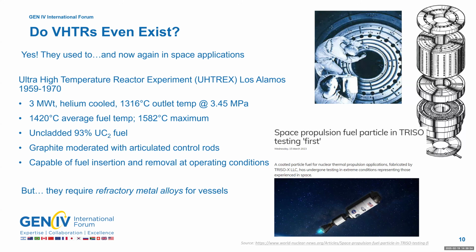It used highly enriched uranium carbide fuel, but it had some pretty advanced features for the time already, with articulated control rods, for example. The drawback, of course, is if you want to use these high temperatures, you cannot use the current alloys qualified for high temperature use under pressure. These do require refractory metal alloys at these elevated temperatures. So there are solutions to this, but it tends to be very expensive. On the right there, I show an example of space propulsion fuel being tested, TRISO fuel, in this case from the US company X Energy. So yes, we see very high temperature applications in the space domain coming up more and more these days as well. And these are obviously much smaller reactors.